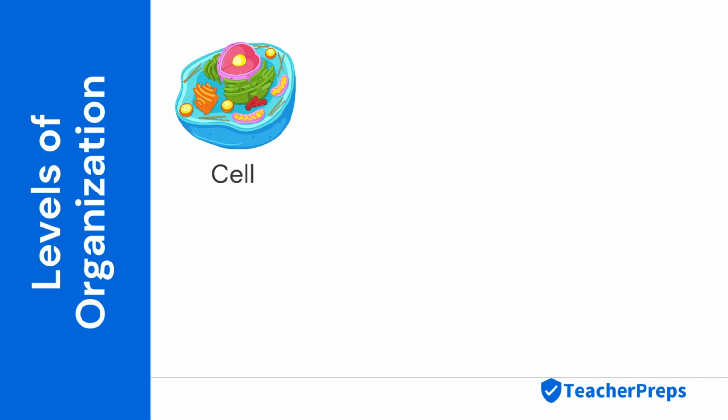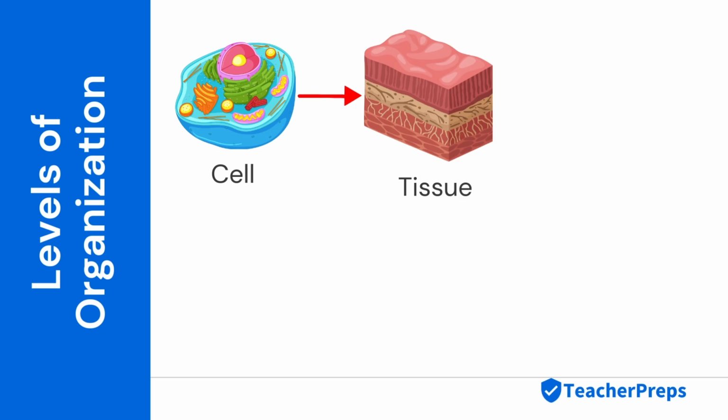First, we have the cells, which we just briefly mentioned in the past slides. And next up, as far as the levels of organization go, we have tissues, which are groups of similar cells working together on a specific task.